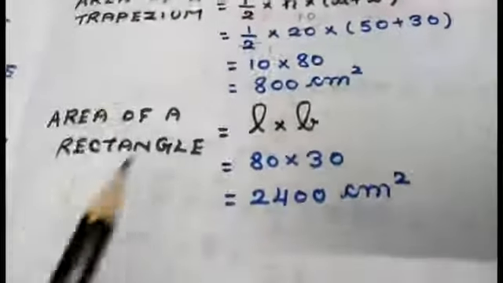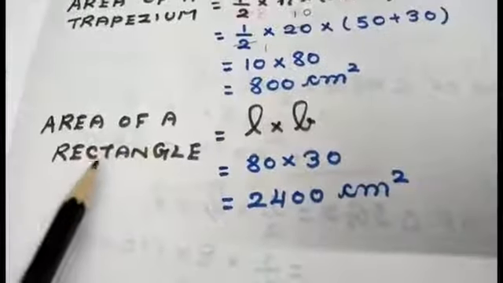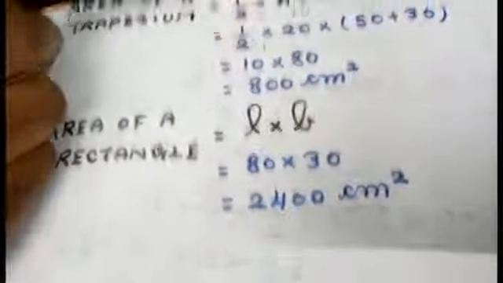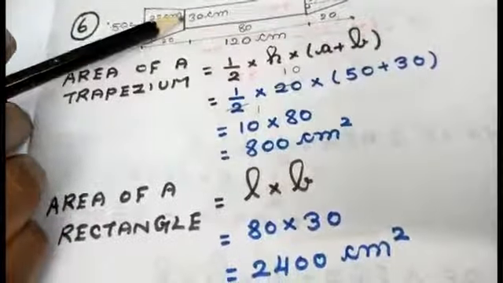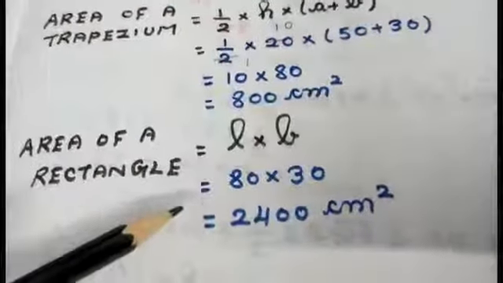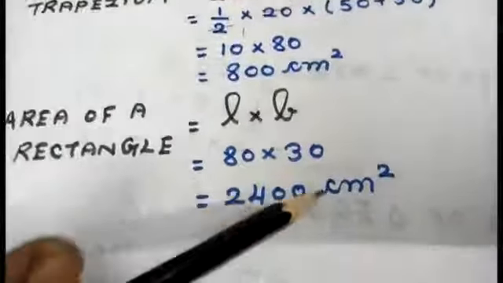The next one is the area of the rectangle. Area of rectangle is nothing but length into breadth. The length here is 80. Breadth is 30 centimeter. You are going to calculate, and you will get the answer as 2400 centimeter square.